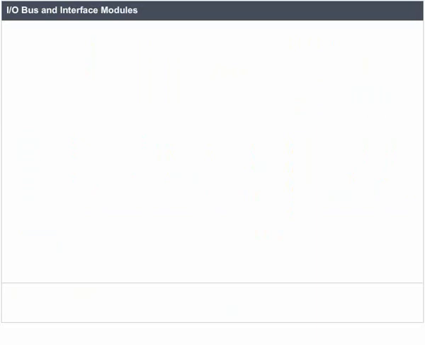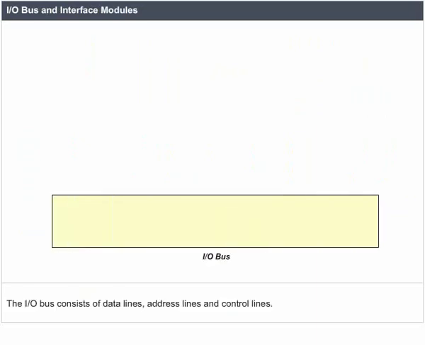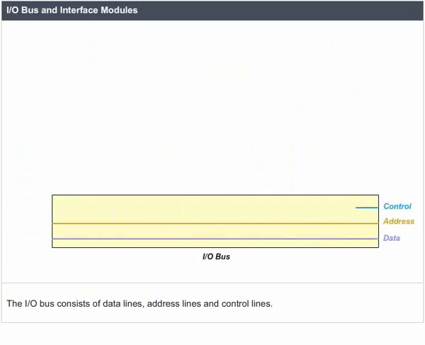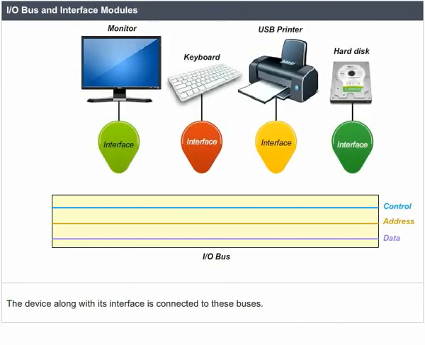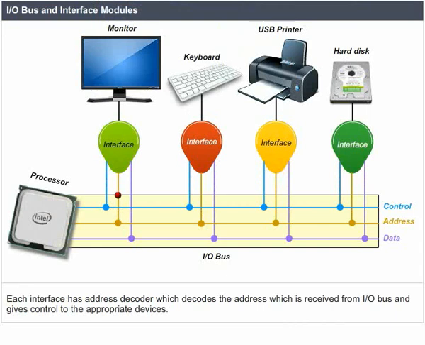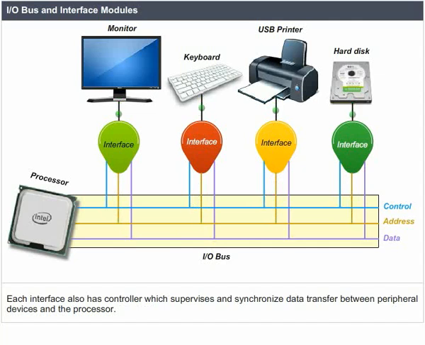Input-output bus and interface modules. The input-output bus consists of data lines, address lines, and control lines. The device along with its interface is connected to these buses. Each interface has an address decoder, which decodes the address received from the input-output bus and gives control to the appropriate device. Each interface also has a controller which supervises and synchronizes data transfer between peripheral devices and the processor.